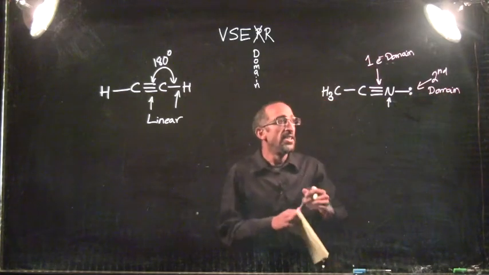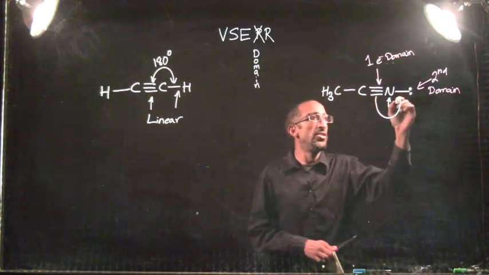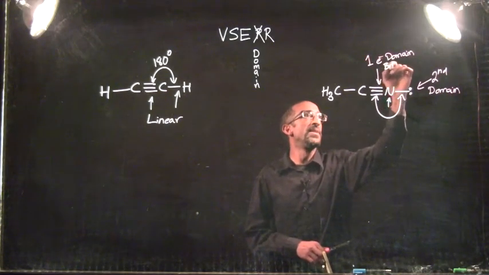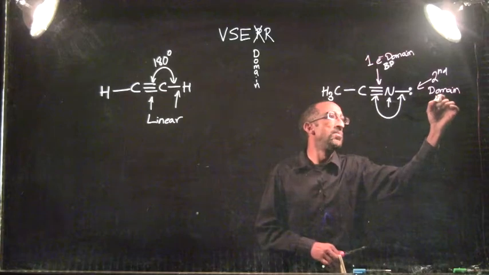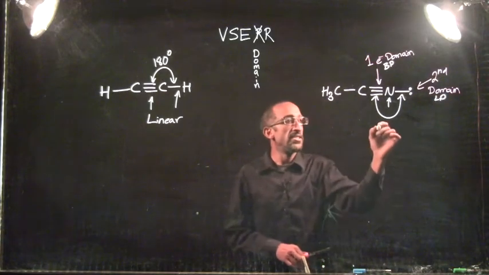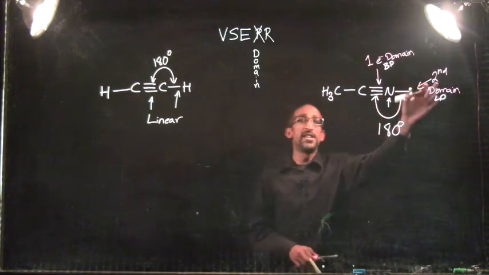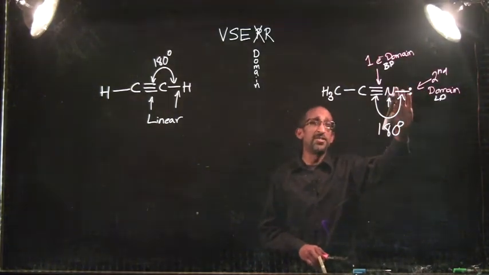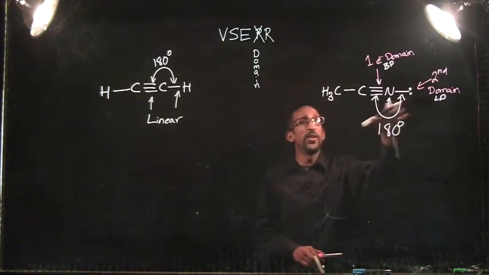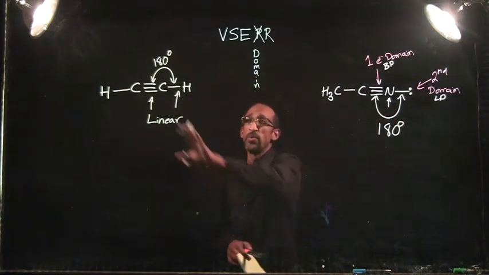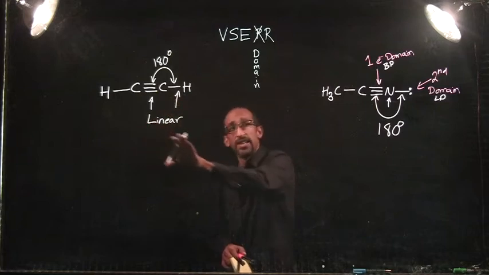And again, the angle between these 2 electron domains, one is a bonding pair and one is a lone pair, it's still going to be 180 degrees. Now because one of the electron domains is not involved in bonding, we don't actually give this nitrogen a geometry label the way we do for this carbon, in that it's linear.